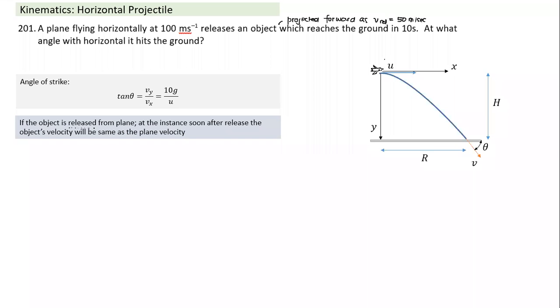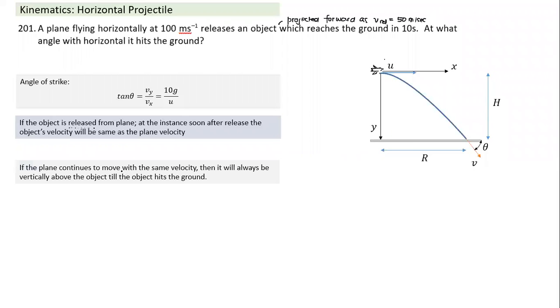It can also happen that it is projected in a perpendicular direction. So unless we use the word thrown or projected from a moving body, if it is released, it will have the same speed as the body from where it is released. Suppose we release it here and the plane continues to move with the same speed, it doesn't change the speed. Whatever speed it had the moment it was released, it keeps moving at the same speed.